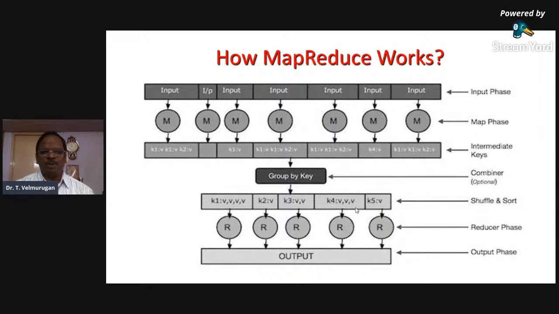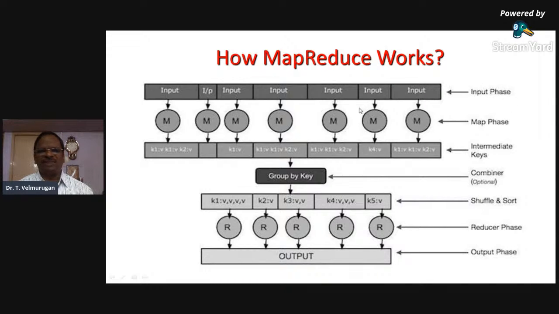How does MapReduce work? You can see here that a large amount of information is processed. When a large amount of information is processed, there are various phases in MapReduce: input phase, map phase, intermediate keys generation, combiner, shuffle and sort, reducer phase, and output phase. These are the important phases available in MapReduce.